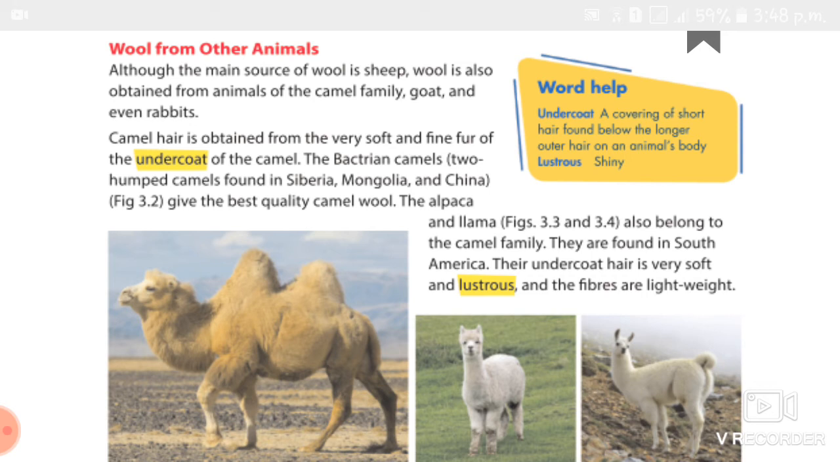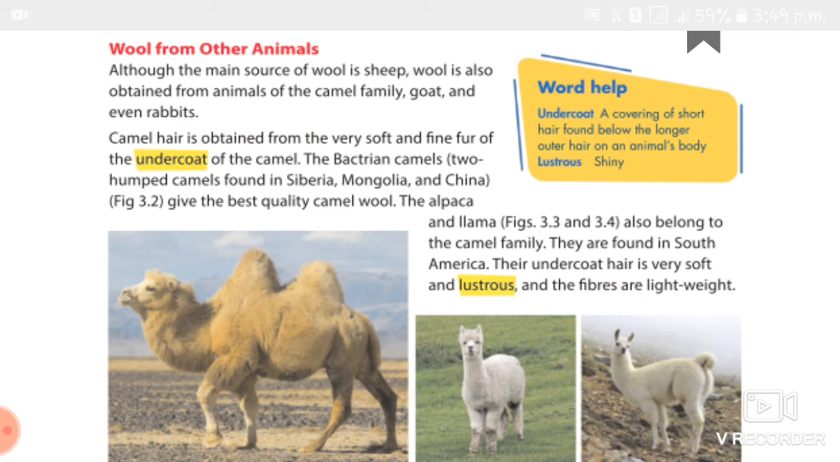Camel hair is obtained from the very soft and fine fur of the undercoat of the camel. It is used to make coats, robes and sportswear.